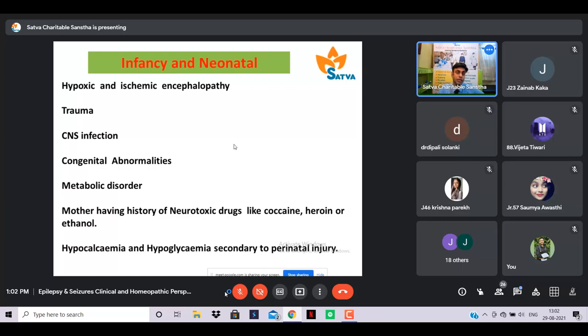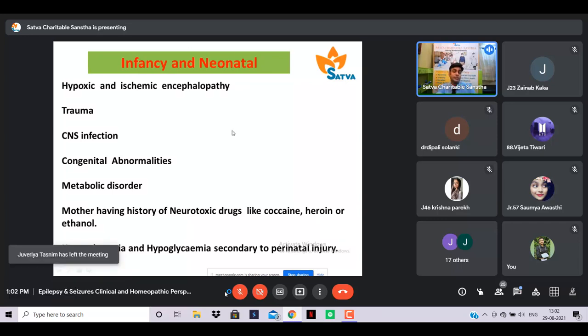Now, if you understand the causes of seizure in infancy and neonates: hypoxic ischemic encephalopathy, trauma, infections, congenital abnormalities, maternal history of some abnormal drugs, hypocalcemia. See, hypocalcemic tetany is very common. If a child is born, in a neonate hypocalcemia is very common. So usually giving them calcium in an IV drip form can help to correct that.